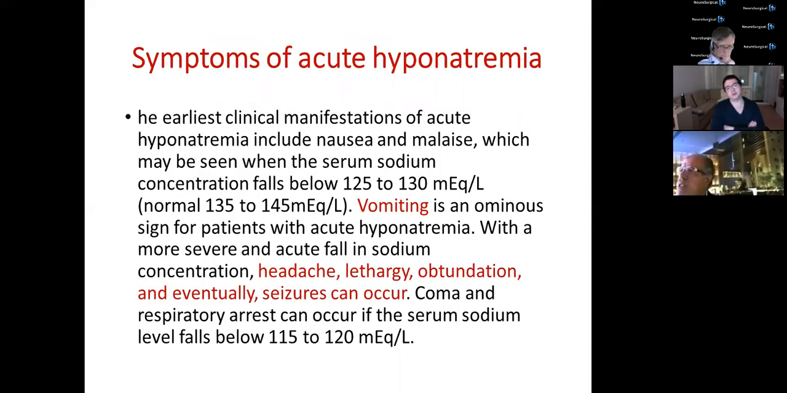Symptoms of acute hyponatremia: the definition of acute hyponatremia is that it must be documented within 48 hours. Suppose you measured serum sodium 2 days ago and it was 140, and it dropped to 130, 120 within 48 hours. This is acute hyponatremia. Usually the symptoms are vomiting, headache, lethargy, obtundation, and eventually seizure can occur. Coma and respiratory arrest can occur if serum sodium drops below 115 or 110.